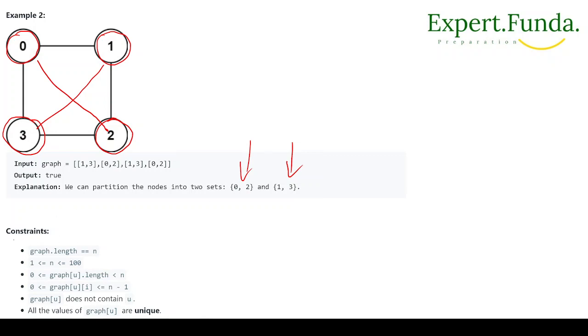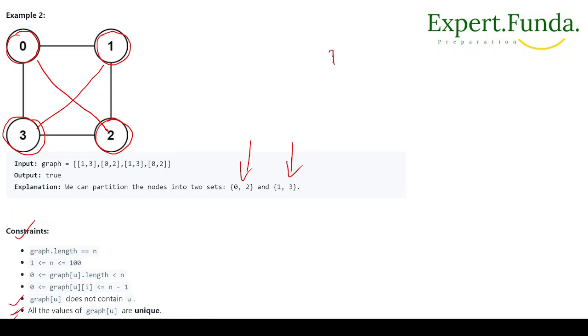You can keep in mind that all values in the graph we have given are unique, and graph[u] doesn't contain u, and if graph[u] contains v, then graph[v] contains u, like that we have given. And to understand that, let's suppose we are going to understand it through coloring by the depth first search, right?